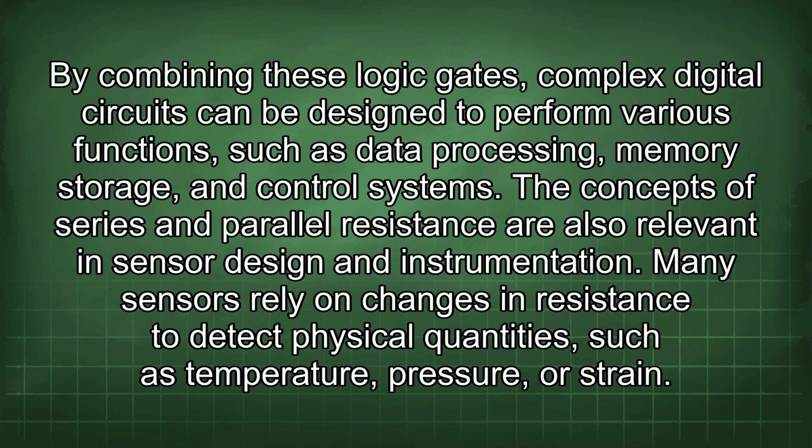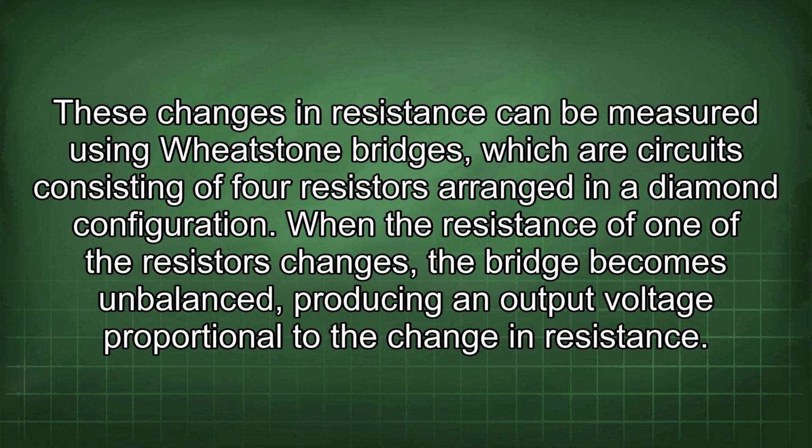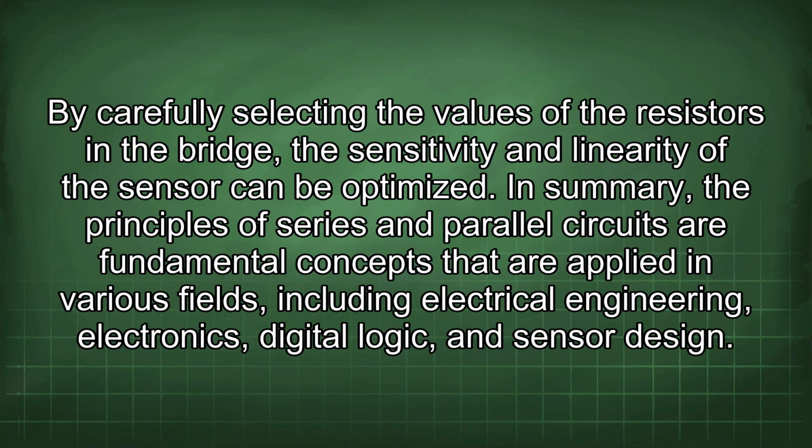The concepts of series and parallel resistance are also relevant in sensor design and instrumentation. Many sensors rely on changes in resistance to detect physical quantities such as temperature, pressure, or strain. These changes in resistance can be measured using Wheatstone bridges, which are circuits consisting of 4 resistors arranged in a diamond configuration. When the resistance of one of the resistors changes, the bridge becomes unbalanced, producing an output voltage proportional to the change in resistance. By carefully selecting the values of the resistors in the bridge, the sensitivity and linearity of the sensor can be optimized.